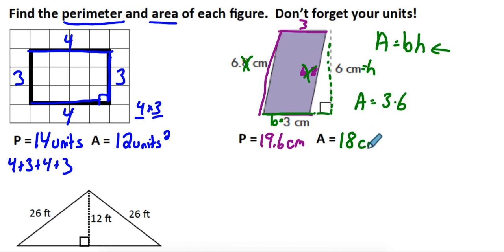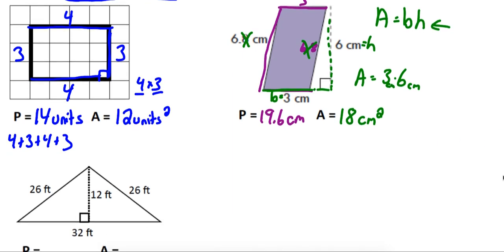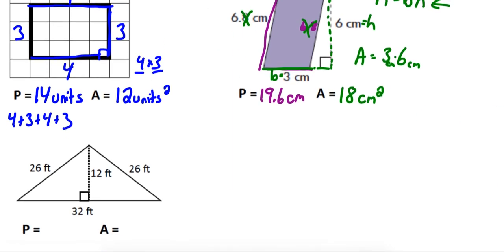I'm dealing in centimeters, so it's going to be centimeters squared because I did centimeters times centimeters, or centimeters to the second power. Bottom one down here, gotta scroll down just a little bit. Again, be careful with triangles. First, find the perimeter, so we're going to add up the 3 sides.